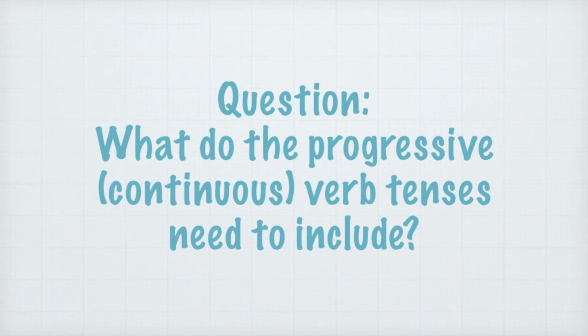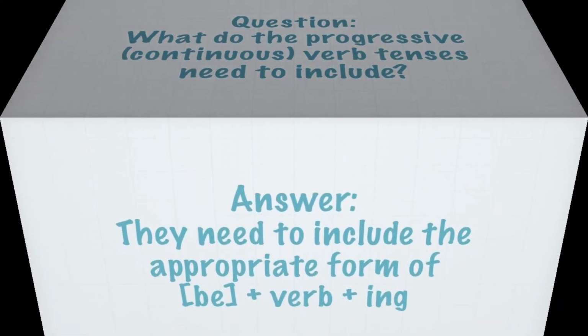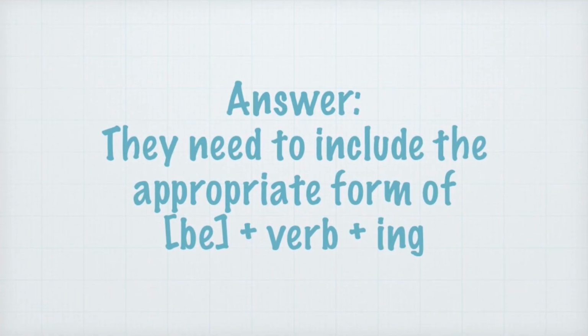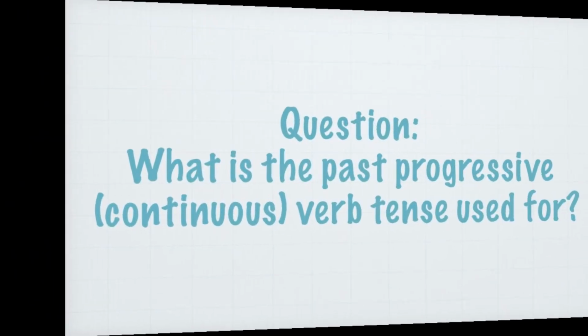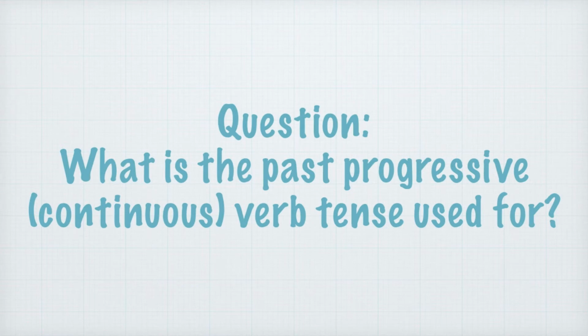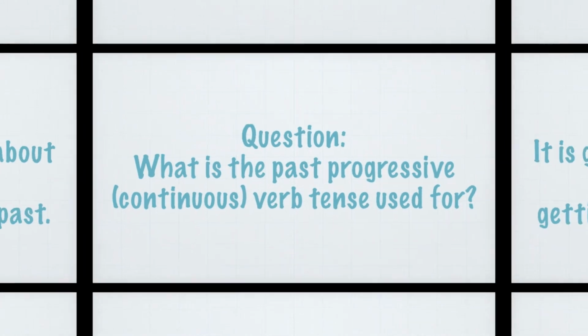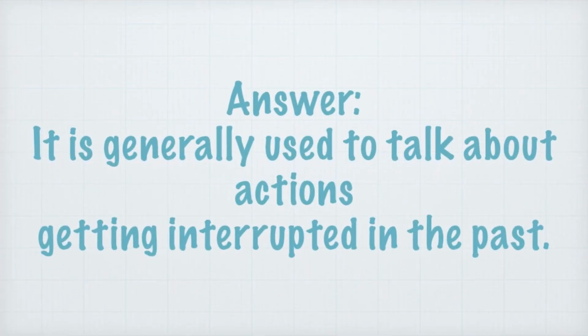What do the progressive continuous verb tenses need to include? They need to include the appropriate form of be plus verb plus ing. What is the past progressive continuous verb tense used for? It is generally used to talk about actions getting interrupted in the past.